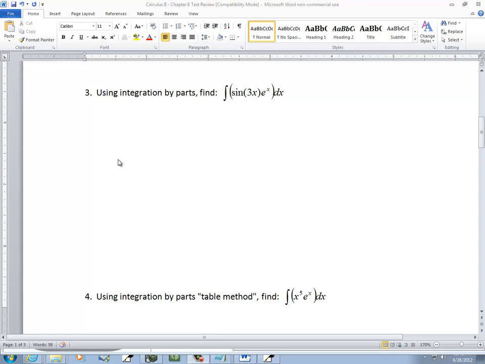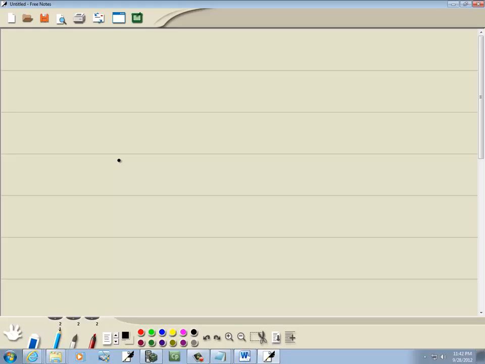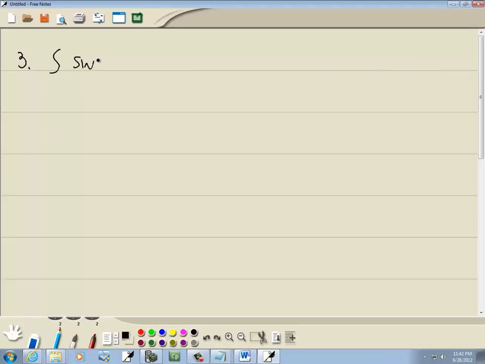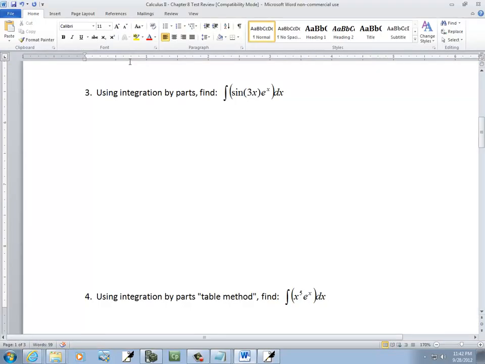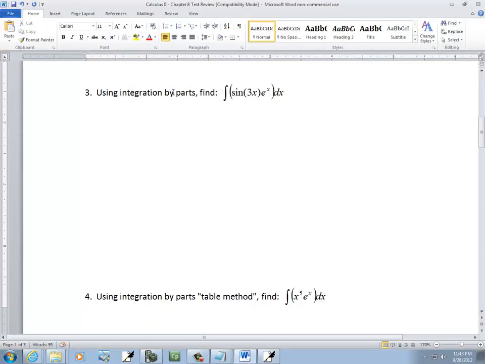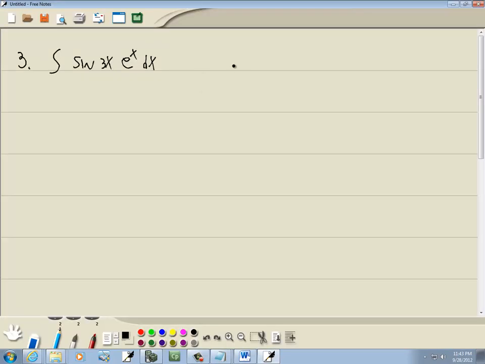Let's take a look at our third example here. We've got the integral of sine 3x e to the x dx. Now, it gives you a hint that we want to use integration by parts.